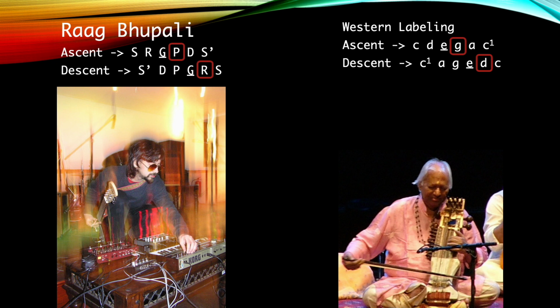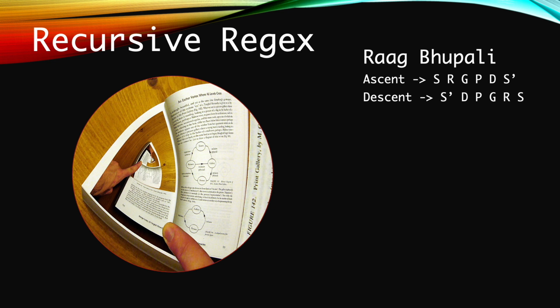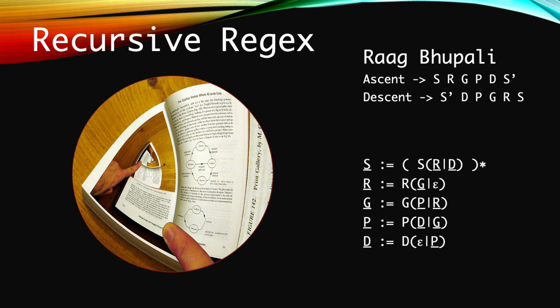The problem is describing these Raga sequences requires a new operator. And this means we need to extend our algorithm to handle more operators. To describe Raag Bhupali, we need recursive regular expressions or context-free grammars. This means we need to add references or links to our regular expressions. Here is a context-free grammar that describes Raag Bhupali. Our first note S is followed by its ascending or descending note, and the whole expression is then repeated 0 or more times.